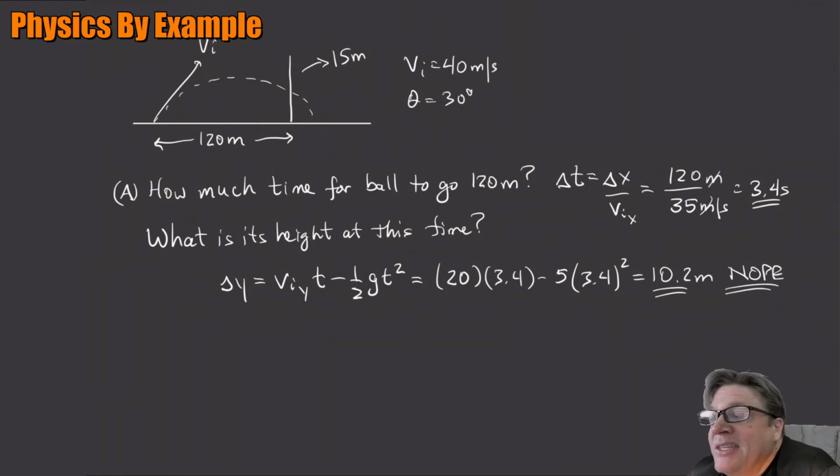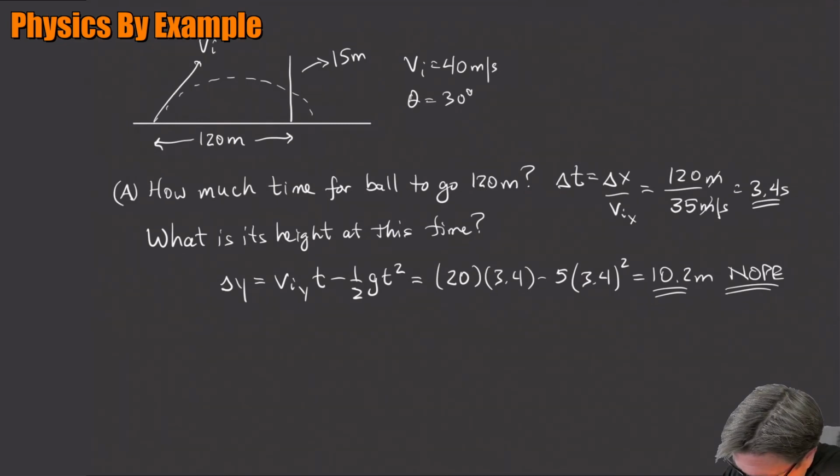Nope. So it will not clear the wall, right? At this time, it's gone 120 meters for sure, and it's not on the ground yet, but it's coming down. It's only at 10.2 meters high, so bang, it's going to hit the wall. Neat. There's another way that you could do it, though, and this is going to kind of lead us into where we're going next time.